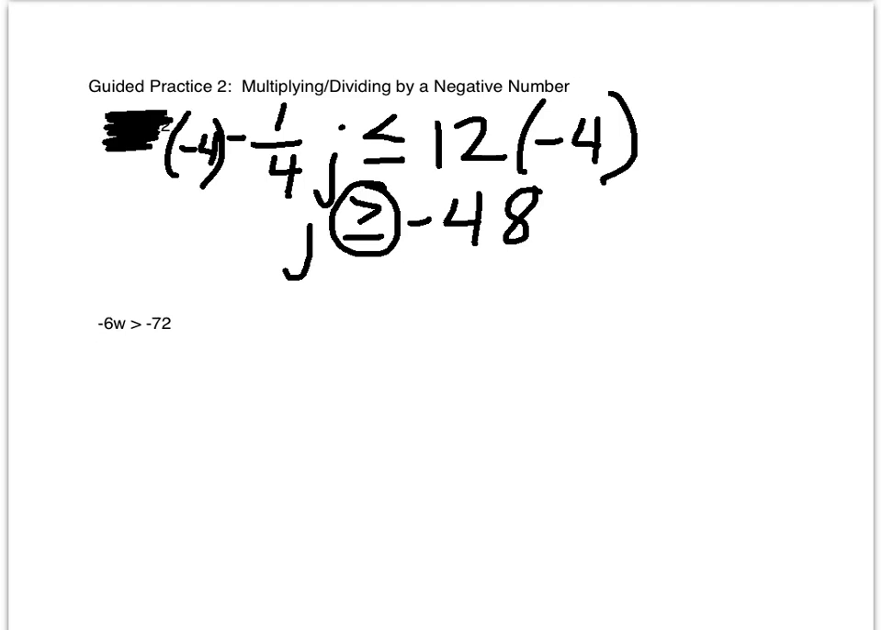In the second example, we have negative 6w is greater than negative 72. In this case, we're going to divide both sides by negative 6. That's going to leave us with w is less than 12. Again, keep in mind that we need to switch that symbol because we divided by a negative 6.